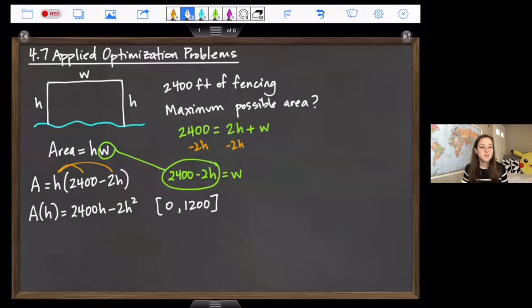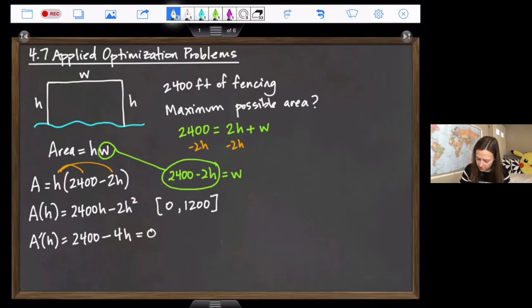All right, so let's find the derivative of A of h. We're going to take A prime of h. Derivative of 2,400h will just be the coefficient, 2,400. And then derivative of 2h squared is going to be 4h, so minus 4h. And we're going to find the critical points. So where it's equal to 0, this one will never be undefined.